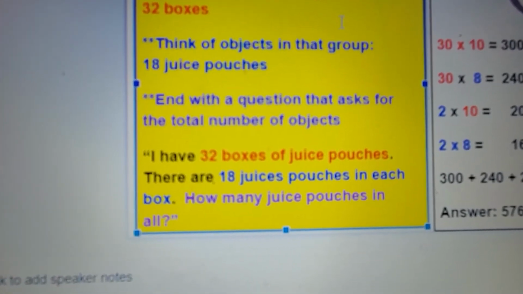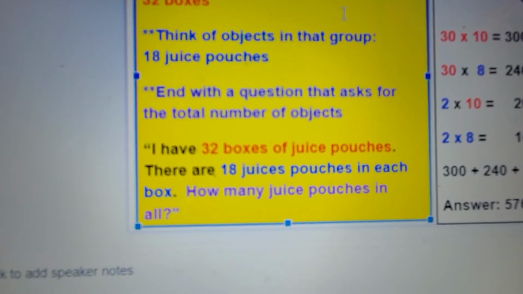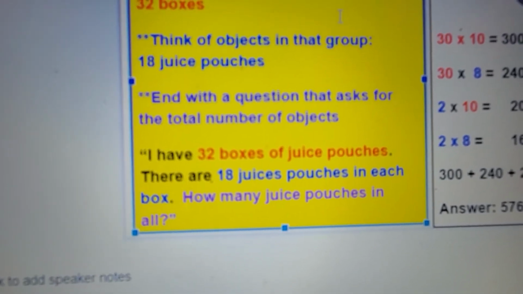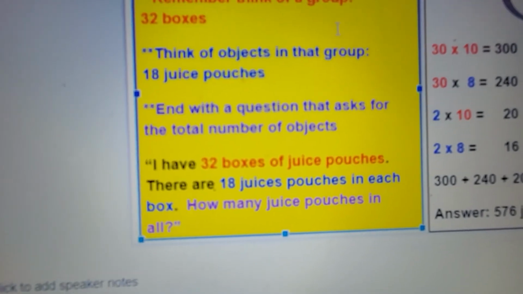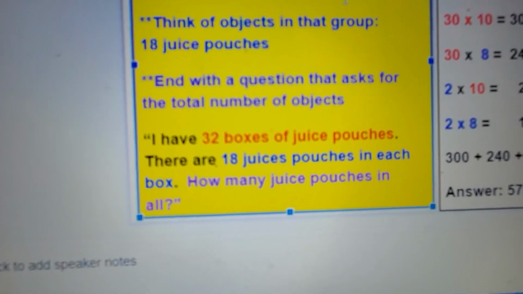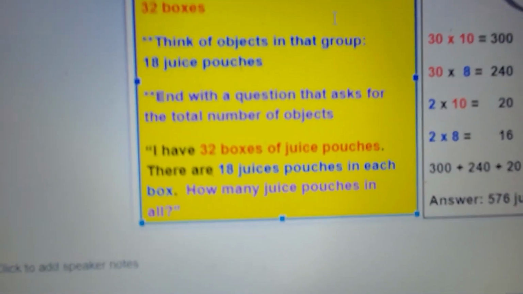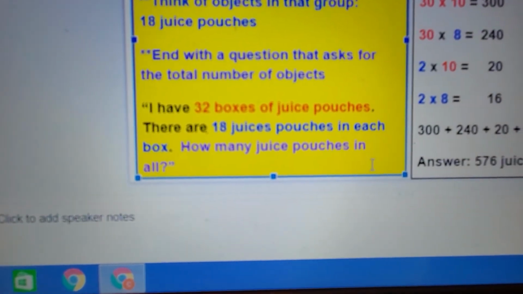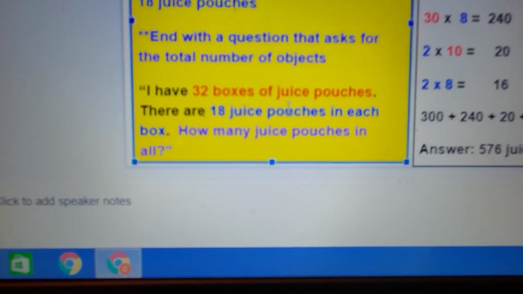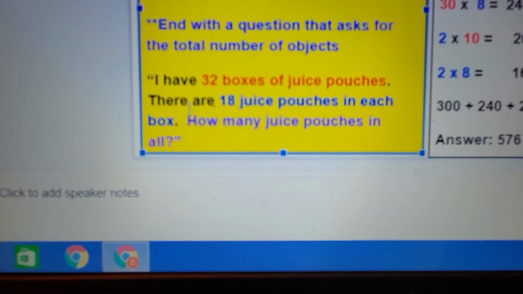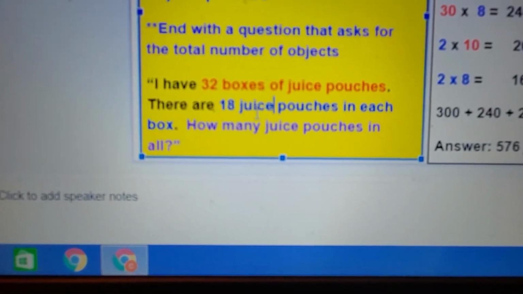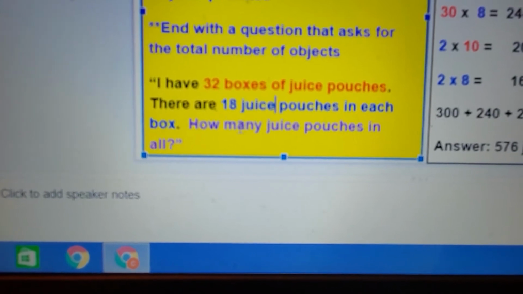Okay? So when I write this story problem, I'm going to say something like this. I have 32 boxes of juice pouches. Okay? Because I'm talking about juice pouches, and they're in boxes. There's 32 boxes of them. There are 18 juice pouches in each box. So now I've told you how many come in the group. 18 juice pouches in each box.